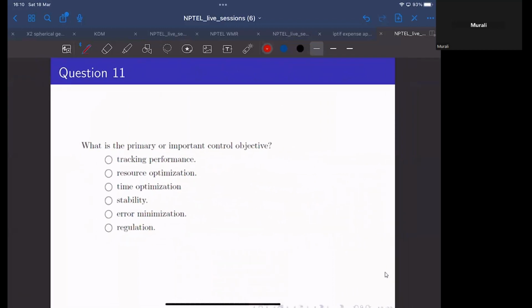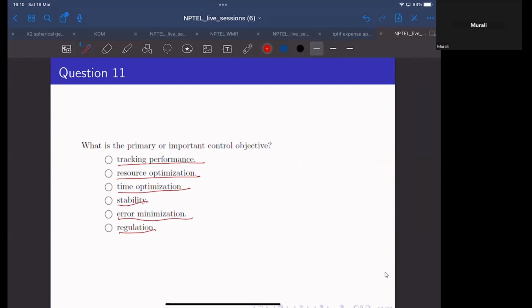And question 11 says, what is or are the primary or important control objectives? Primary, it says primary actually. So all of these might be control objectives, but it says which are the primary control objectives. Is it the tracking performance? Is it the resource optimization? Is it the time optimization? Is it stability? Error minimization, regulation? So I guess more or less all of these are basically objectives of control.